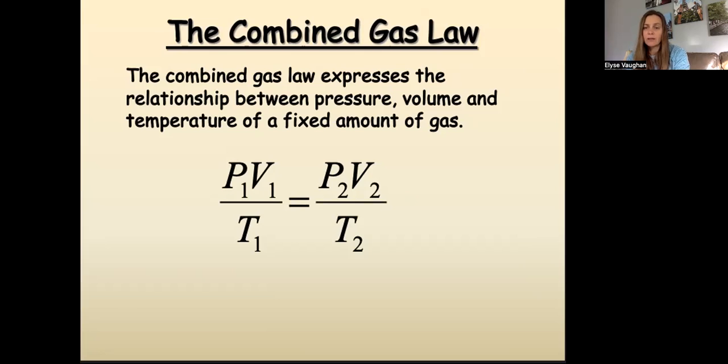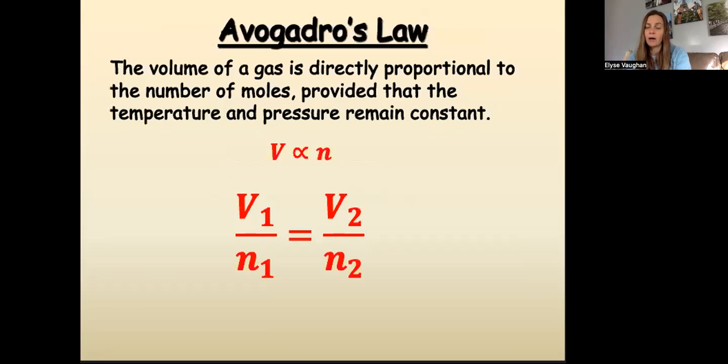The next one is called Avogadro's law. And Avogadro's law tells us that the volume of a gas is directly proportional to the number of moles. And this just makes sense, right? When we put more air in a balloon, the balloon gets bigger. And so volume is directly proportional to number of moles, providing that temperature and pressure remain constant.